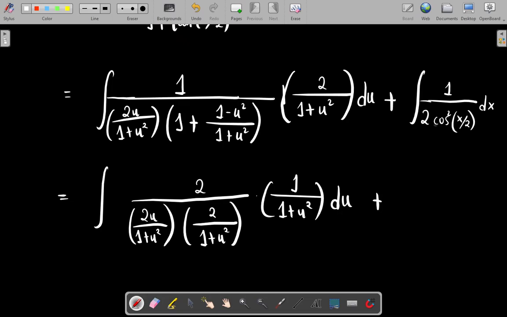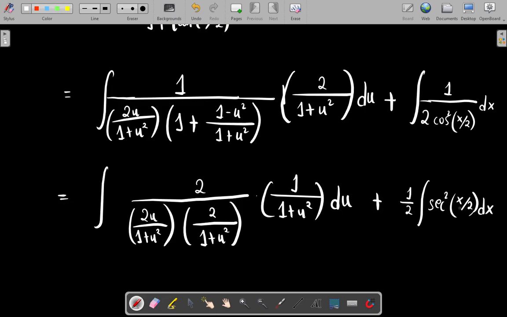In the second integral, this 2 in the denominator can be taken out, so this becomes half times integration of 1 upon cos square, which is sec square, right? So this becomes sec square x by 2 dx. So this second integration is very easy. This is integration of sec square mx dx, right? Here m is half, so this is nothing but tan mx by m.